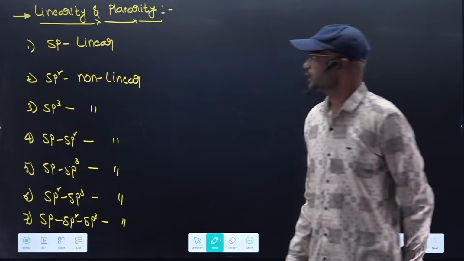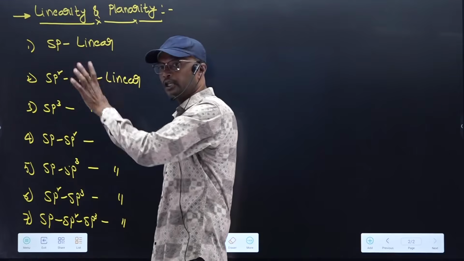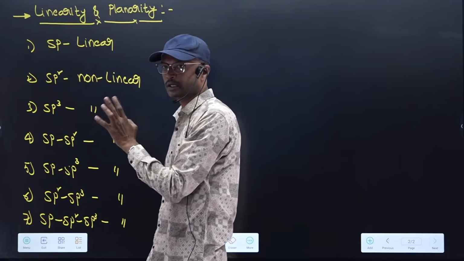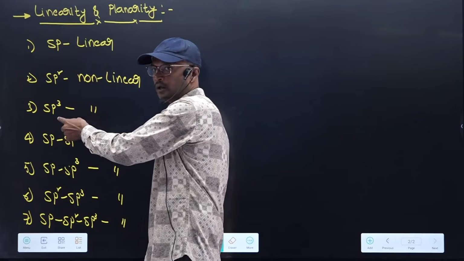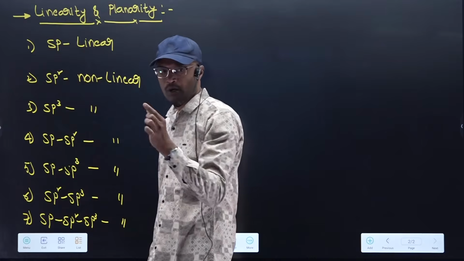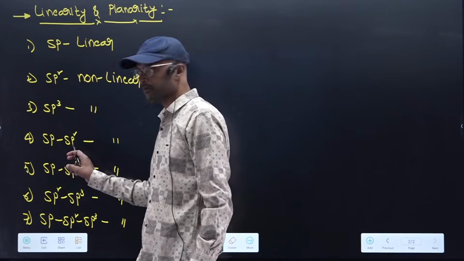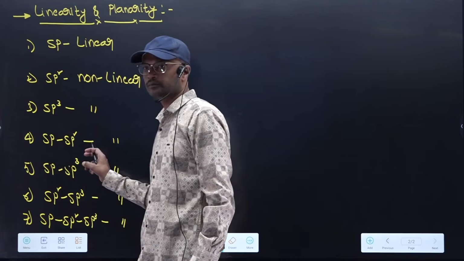If any molecule having sp hybridization, is it linear? If any organic molecule, if any inorganic molecule having only sp hybridization, that is linear. sp2, non-linear. sp3, non-linear. So now I am taking one molecule, two atoms. One atom having sp, other atom having sp2. Then this molecule is non-linear.